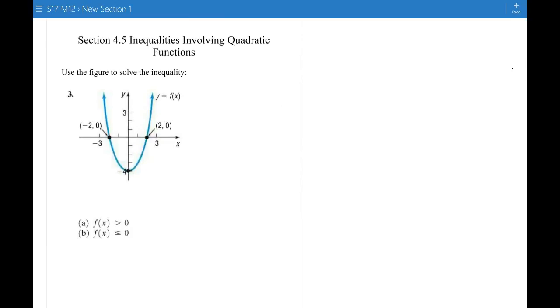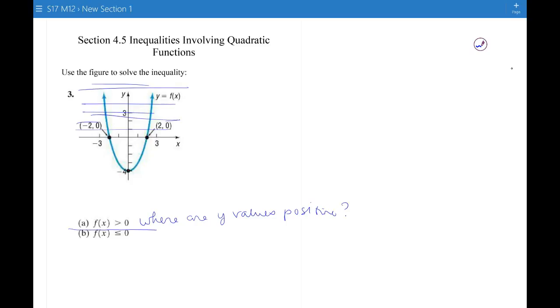Okay, so let's look at this picture first. So A says, where on the graph are y values positive? So here's the part of the graph where the y values are positive. But now they're asking us to say, in terms of x values, where is that happening? So it's this piece of the graph and this piece of the graph are the pieces where the y values of this function are positive.